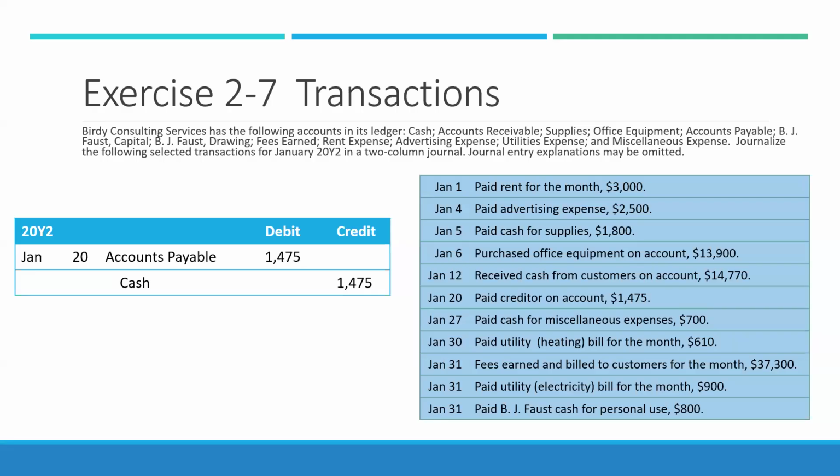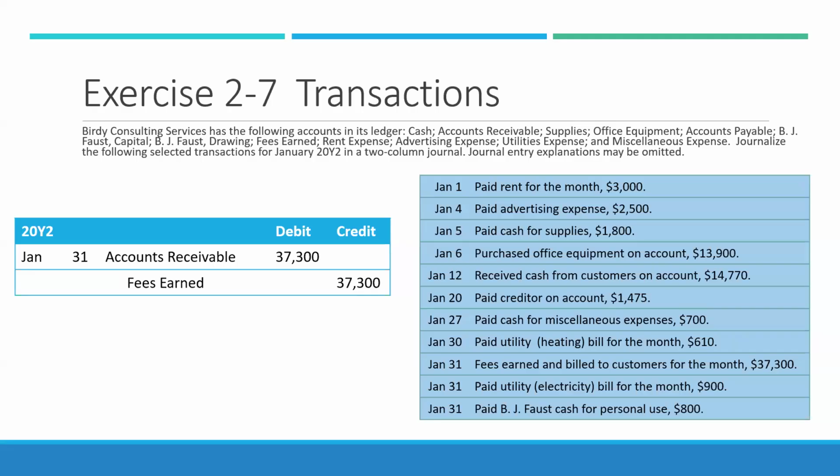Here we paid a creditor on account. What happened to cash? Went down. And what happens to our accounts payable? It goes down. Why does it go down? We don't owe them anymore, do we? Okay. Paid cash for miscellaneous expenses. We debit our expense, we credit our cash. We paid the utility bill for the month. We debit our expense, credit our cash.